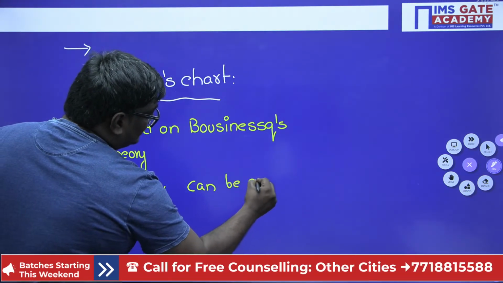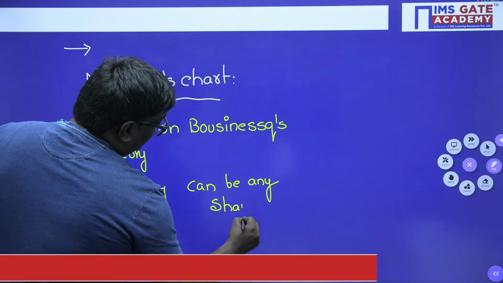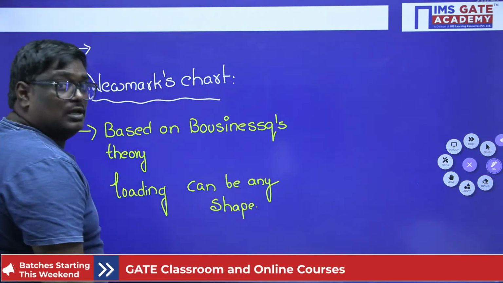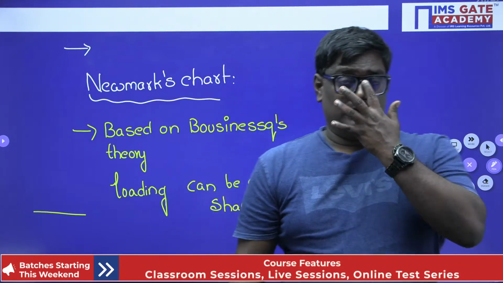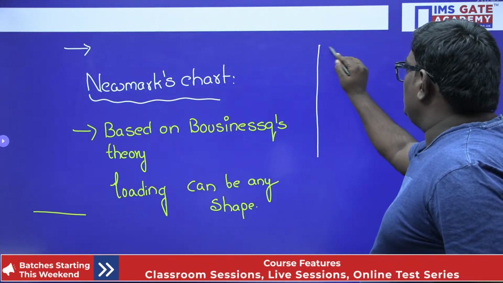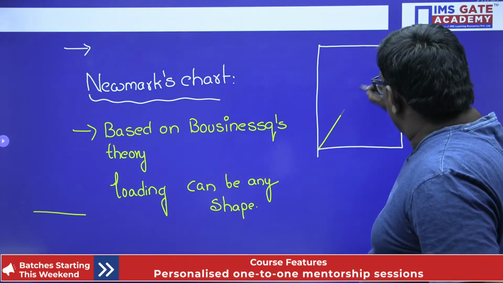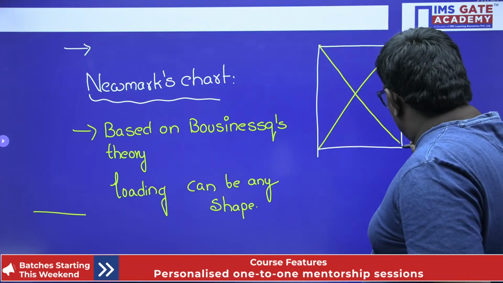Now let us understand what actually the Newmark Chart is. I hope you are following, my dear students. When I talk about the Newmark Chart, suppose I consider this as a Newmark Chart, we have some radial lines. We connect here. These are the radial lines.